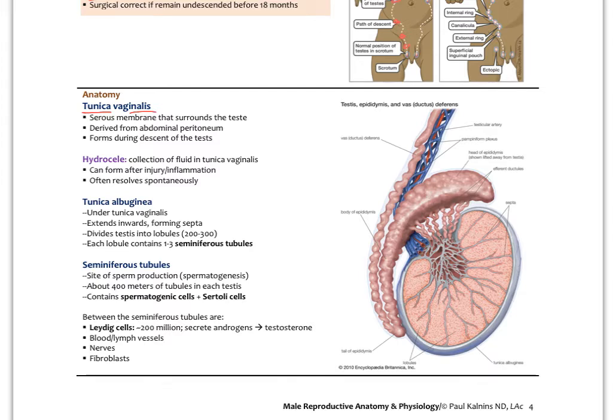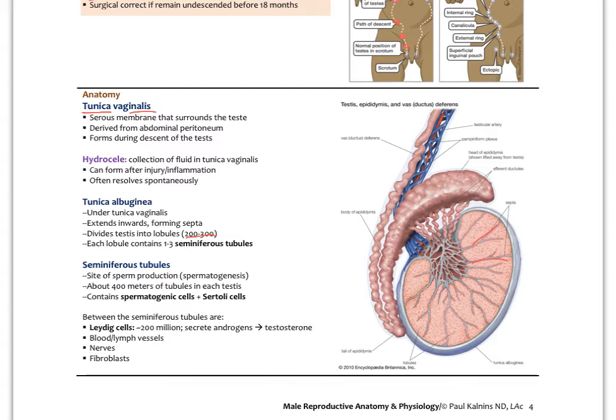The tunica albuginea is underneath the tunica vaginalis, and this extends inwards, forming little compartments called septa. The septa divide the testes into lobules, about 200 to 300, and each lobule contains between 1 and 3 seminiferous tubules. Think of the tubules as a coiled tube, which is where the sperm will be produced.